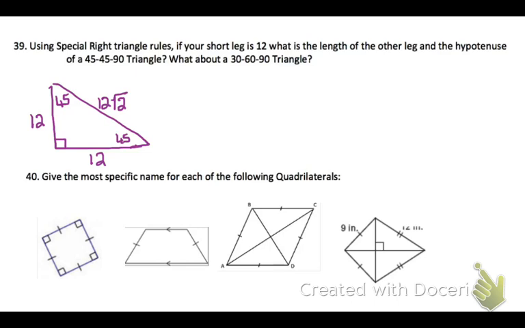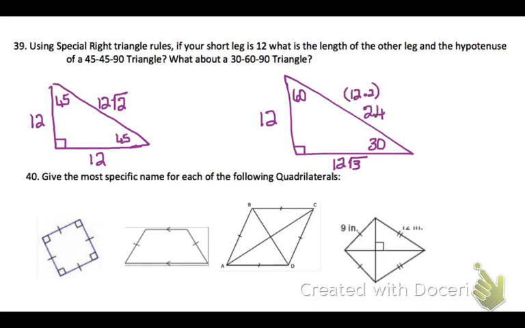What about a 30, 60, 90 triangle? Well, again, I'm going to have you draw this, and the smallest side of a 30, 60, 90 is across from the smallest angle, which is 30. So we're going to label that 12. With the rules of 30, 60, 90, we know across from 60 is my small leg times square root of 3. So it's going to be 12 square root of 3. And my hypotenuse is always my small leg times 2, which is 2 times 12, which is 24.